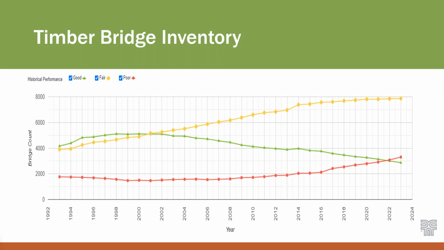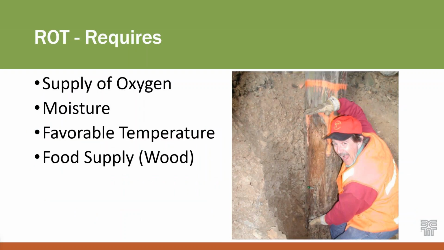The other thing I would highlight from this graph is you can see the green, the good bridges, the number of those is dwindling as we're seeing the number of fair bridges rise significantly. We're also seeing the number of poor bridges increase. In fact, out of this bridge population, the timber bridges account for 10% of the poor condition bridges for local agencies. So it's a disproportionate percentage. So that's partly why we care.